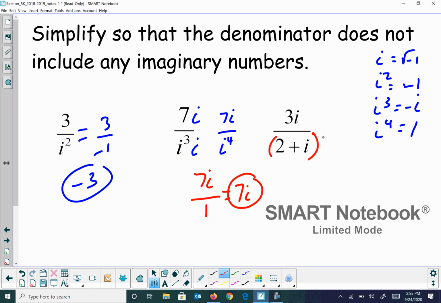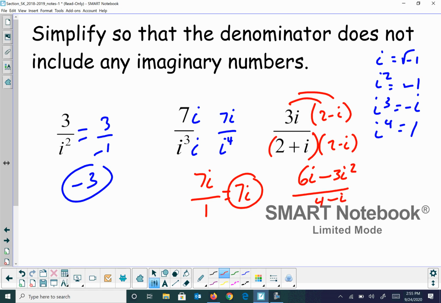And then on this one, I'm going to multiply top and bottom by the conjugate, so 2 minus i. So I'm going to distribute here and here. Wherever I have an i squared, I'm putting a negative 1. I get 6i plus 3, and I'm going to have to rewrite that. 4 minus minus 1, that's 5. And so the only thing I'd want to clean up is I'd want to make it 3 plus 6i over 5.